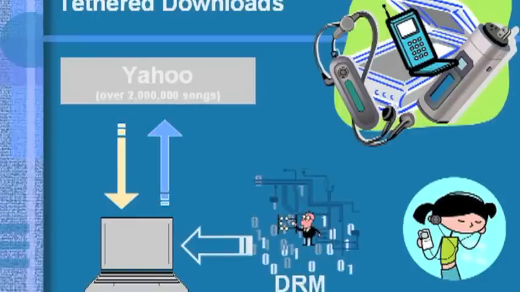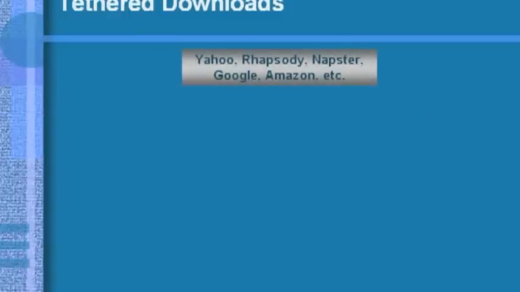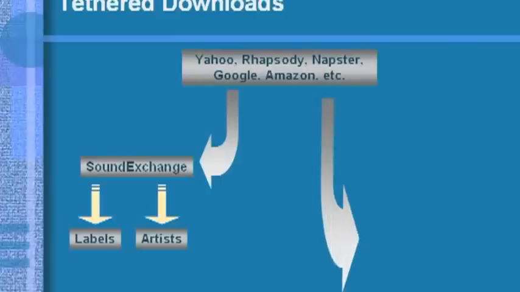This information is called a play event, and it triggers a royalty of approximately 1/100th of a cent. Groups like Yahoo, Rhapsody, Napster, Google, and Amazon all take these thousands upon millions of 1/100ths of a cent, and they pay a company called Sound Exchange, which in turn pays labels and the artist. They also pay the Harry Fox Agency, which in turn pays publishers and writers.